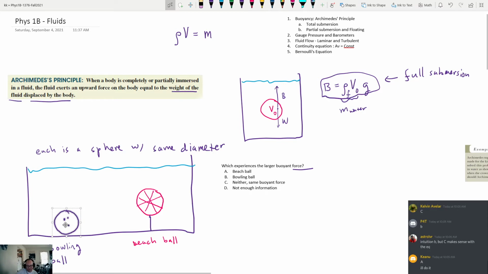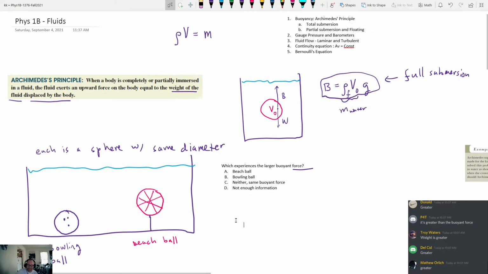How does the bowling ball's weight compare to the buoyant force acting on the bowling ball? Is its weight greater than the buoyant force or less than the buoyant force? It's greater, right? Exactly. So because the weight's greater, it sinks, right? But the beach ball is filled with air, so it has very, very little weight, right? Air is an extremely not dense fluid, right? It has about 1/1000th of the density of water. So of course this is going to experience a huge net force upwards, right?